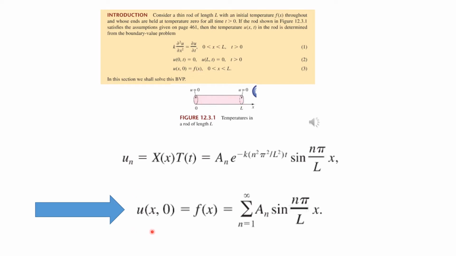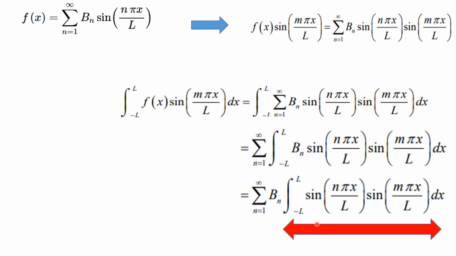So you see u of x, 0 is equal to f of x, and we were trying to see if we could represent f of x as an infinite sum with coefficients of these eigenfunctions, the sine n pi over L x. And that's where we left things, and that's where we picked them up.